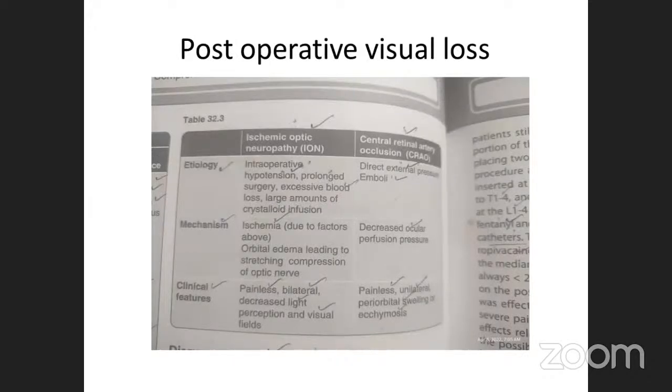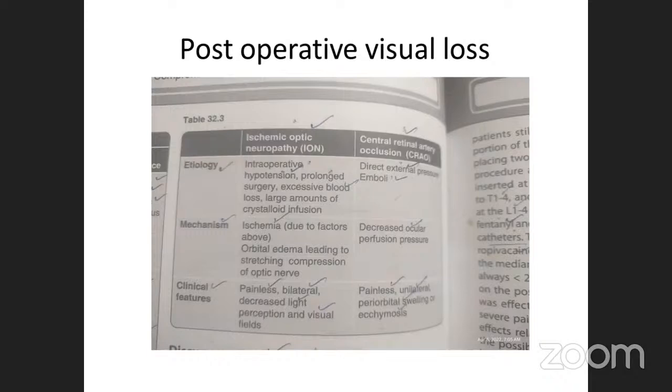Post-operative visual loss. It may be due to ischemic optic neuropathy or central retinal artery occlusion. Etiology for ischemic optic neuropathy are intraoperative hypotension, prolonged surgery, excessive blood loss, and large amounts of crystalloid infusion. The mechanism of central retinal occlusion is direct external pressure or emboli. The mechanism of ischemic optic neuropathy is ischemia or orbital edema leading to stretching and compression of the optic nerve. In central retinal occlusion, there is decreased ocular perfusion pressure.